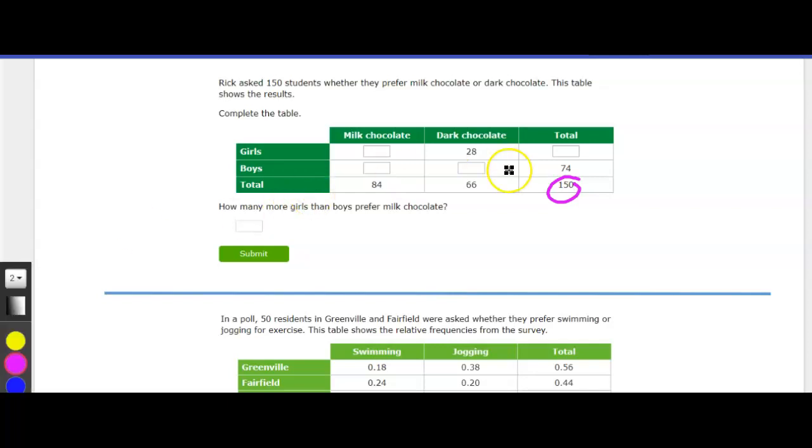Well, we need to figure out how many prefer milk chocolate compared to the boys. We need to actually figure out these numbers. So we need to work backwards. And it looks like we need to start with this one. So it would be 66, excuse me, minus 28. Sorry, I'm having to clear up my calculator. That's 38.